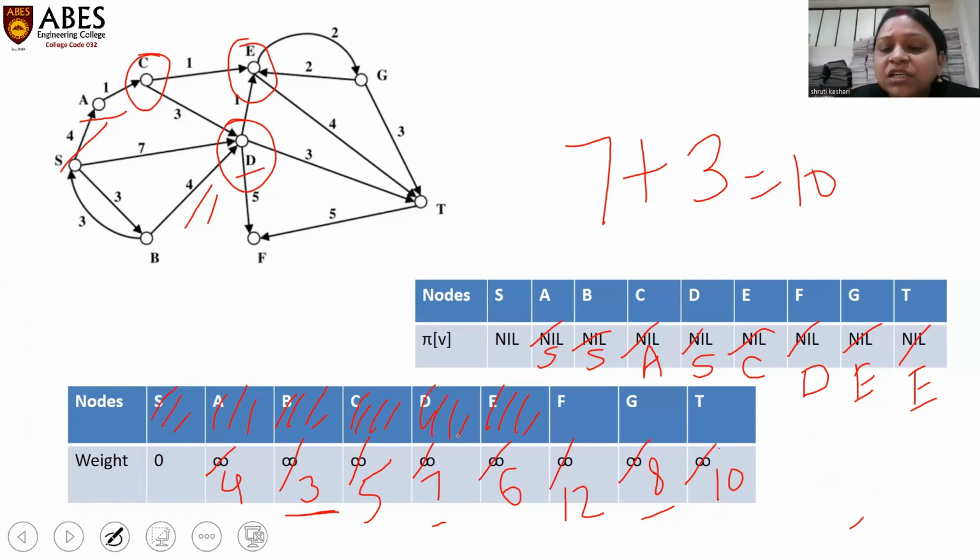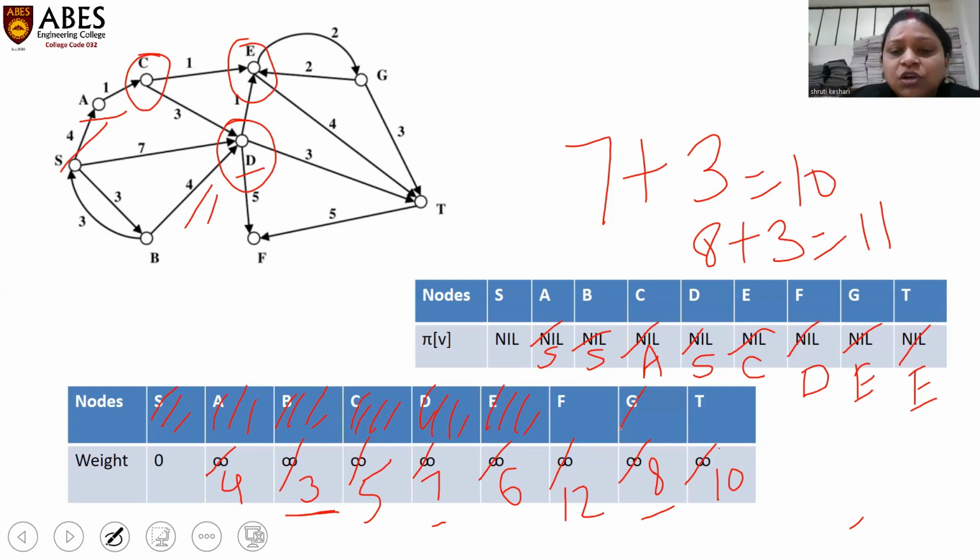Now in F, G, T, G is containing the smallest value. Check for this one. From G, there are two edges starting. One is from G to E and second is from G to T. But E is already visited. No need to go for that edge. Check for the value of T. T is currently containing the 10 value. When we are going from G to T, G is containing the value 8 plus edge cost is 3, that is 11. T is already containing the 10 value and 10 is less than 11. So no need to relax the value of T.